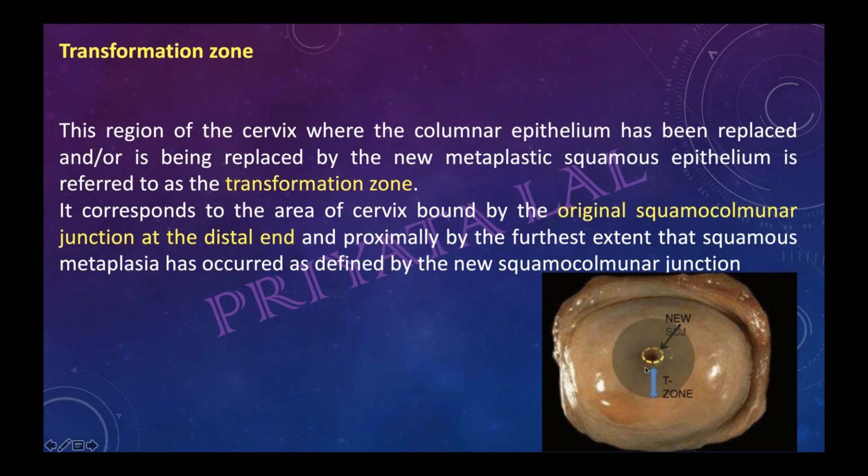It is important to know about this transformation zone, because when excision comes, it will be according to this transformation zone. Whether the colposcopy is satisfactory or unsatisfactory, adequate or inadequate, will be according to the transformation zone only. So in simple words, yeah, any question?